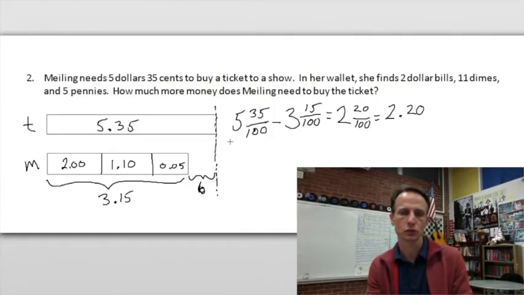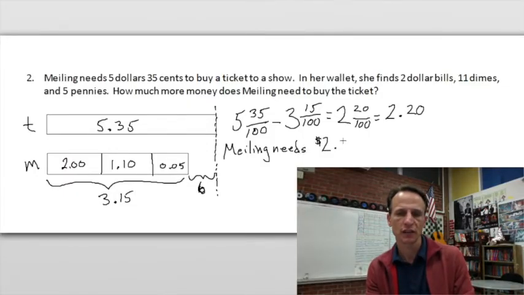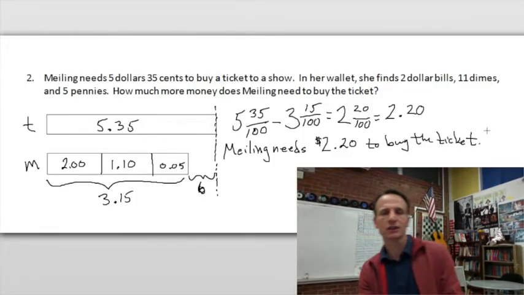So $2.20. Our statement will simply be: Mei Ling, bless her heart, needs, and now we're going to write it with the dollar sign because we're done with our calculations, needs $2.20 to buy the ticket. Beautiful. Let's go on to number 3.